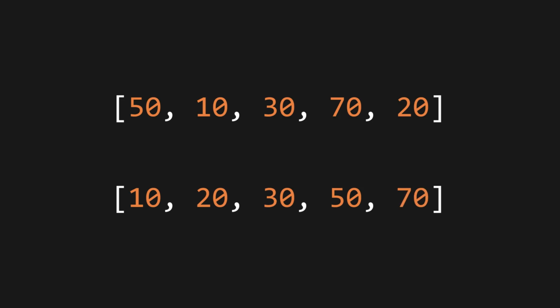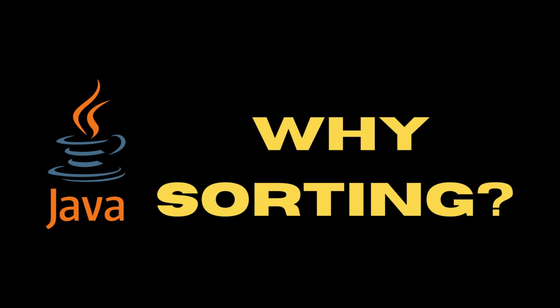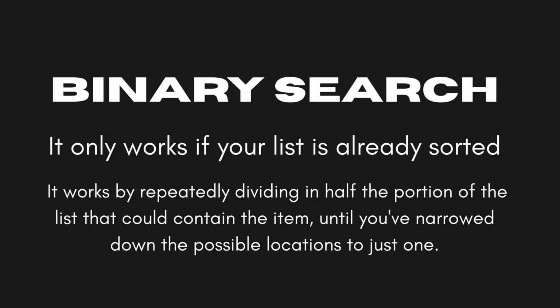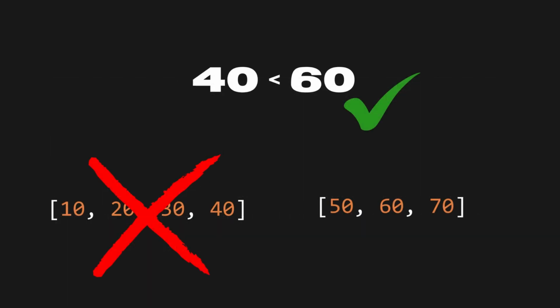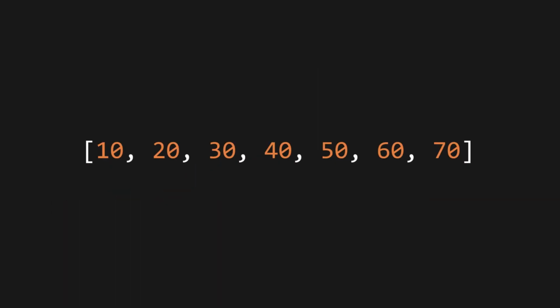For example, if you have prices like 50, 10, 30, 70, 20, sorting will rearrange them into 10, 20, 30, 50, 70. Why do we need sorting? Because most searching algorithms like binary search need data to be sorted first. Also, sorted data is easier to read, compare, and analyze.